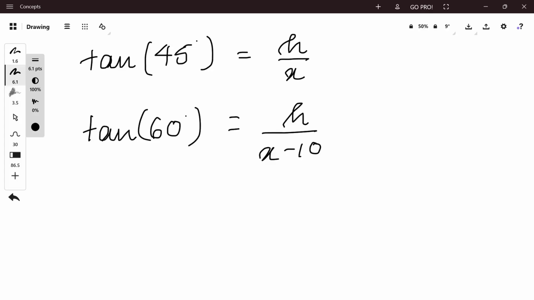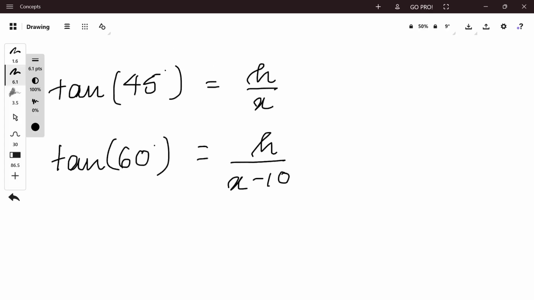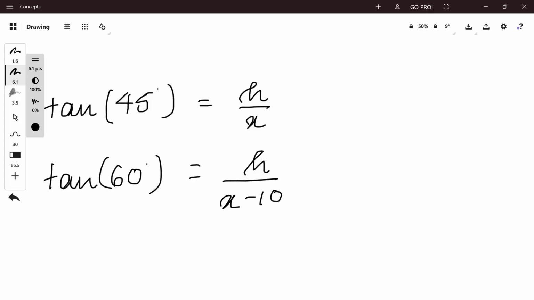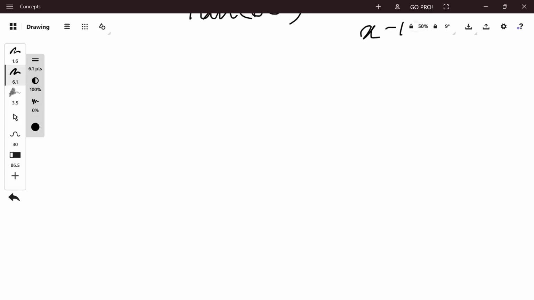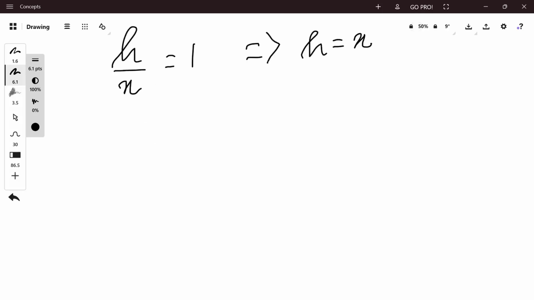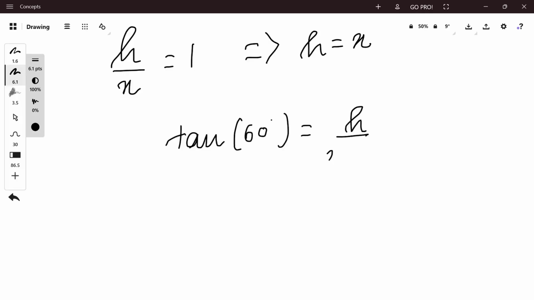From the first equation, since tan 45 is equal to 1, we have h upon x is equal to 1, which gives us h is equal to x. Substituting x is equal to h in the second equation, we have tan 60 is equal to h upon h minus 10. Since tan 60 is root 3, that is root 3 is equal to h upon h minus 10.